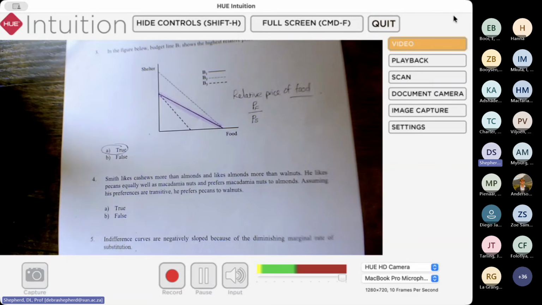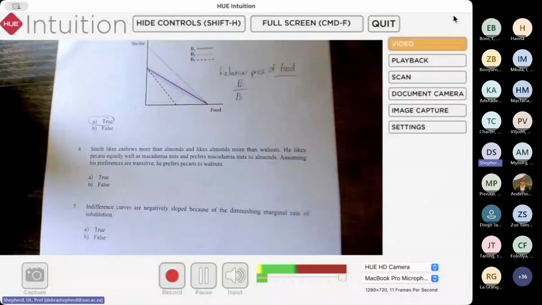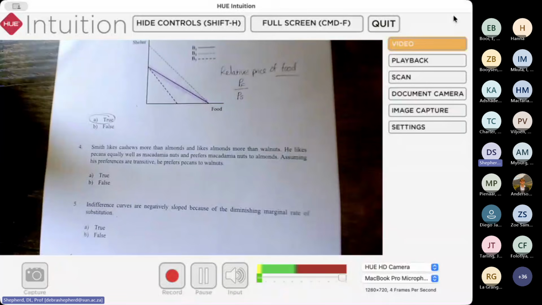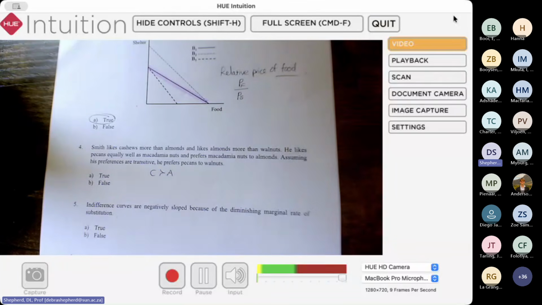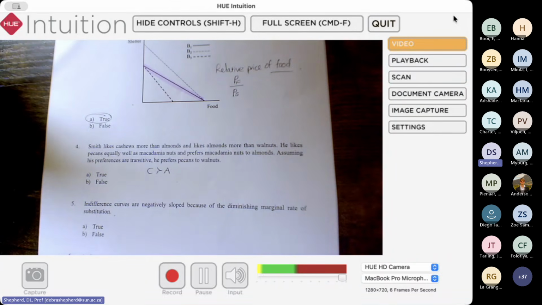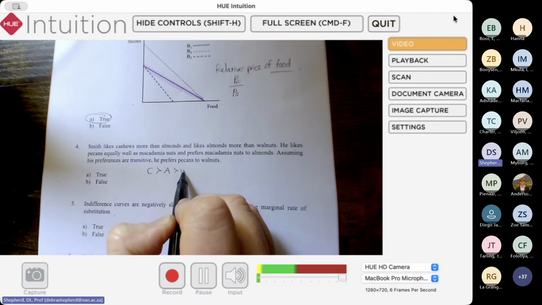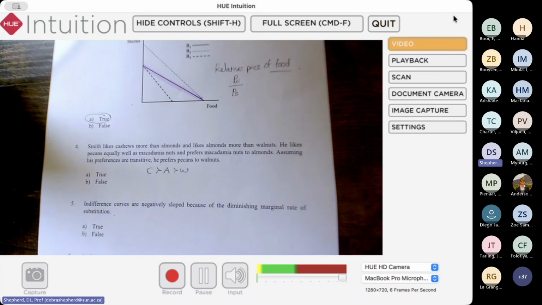So question 4 is about transitivity. We get told that Smith likes cashews more than almonds, so I'm going to write cashews are preferred to almonds, and likes almonds more than walnuts. So almonds are preferred to walnuts, which means by transitivity, cashews are also preferred to walnuts.